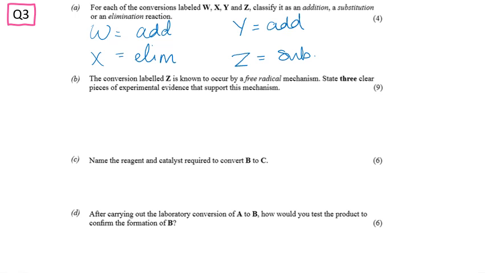B, they're looking for evidence for the free radical mechanism. So they haven't asked us to draw the mechanism or write it out. They've asked for the evidence. So again, there's lots of different options for your answer here. One piece of evidence is that UV light is required to initiate the reaction to create the radicals in the first place.